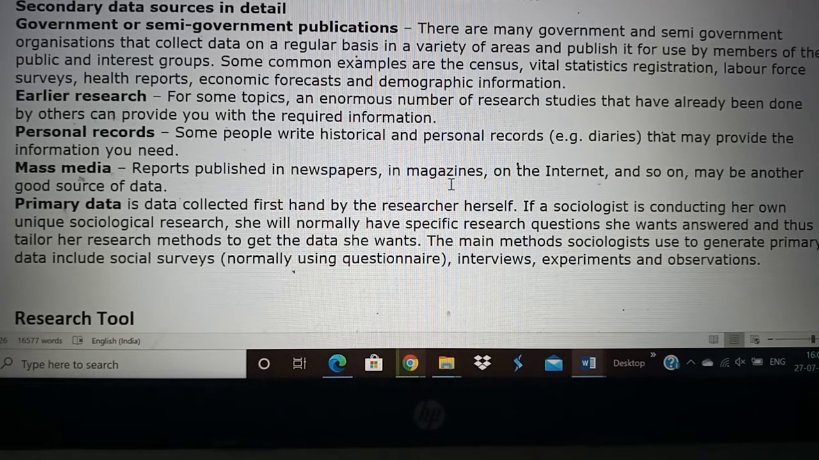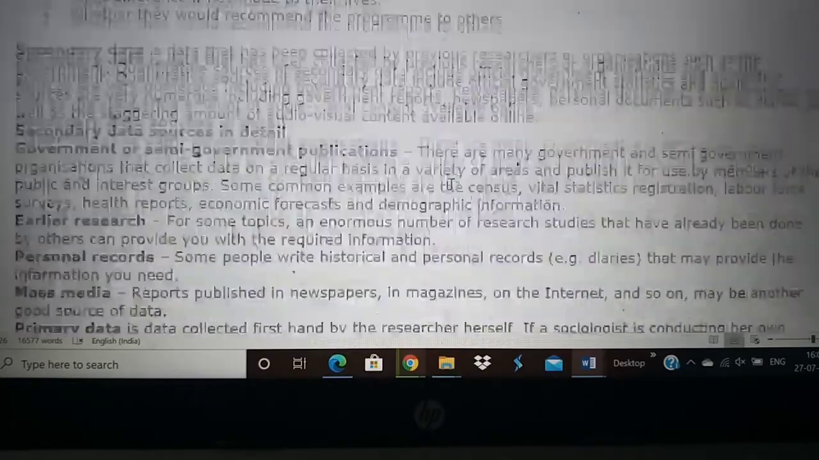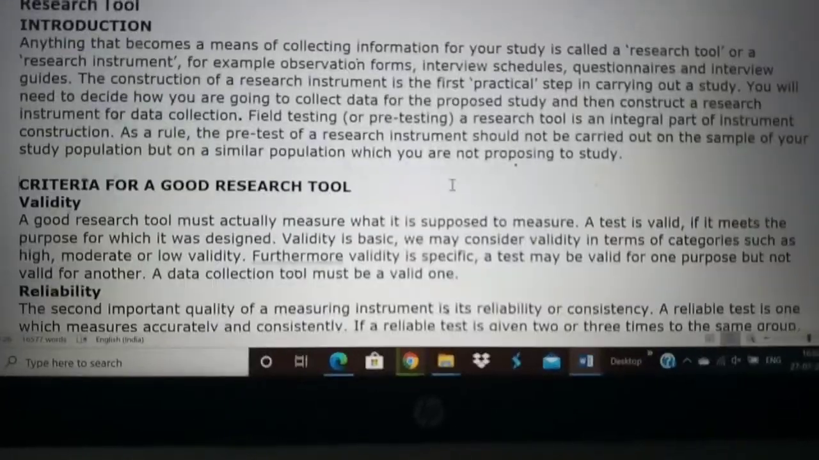You can use various methods, which we will see each of in detail: either a questionnaire or an interview or an observation. Each of these methods, when you collect data as a researcher, that data is primary data. Hope you understood the primary and secondary data, qualitative and quantitative data. So these are the various sources of data. Next we'll see about the research tool, which is the next topic.